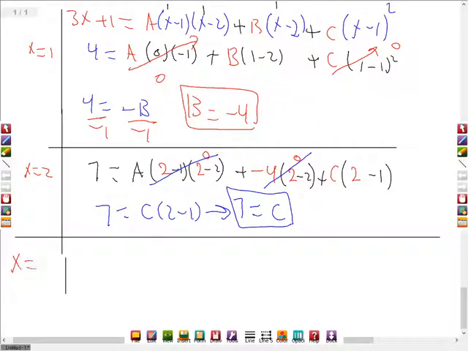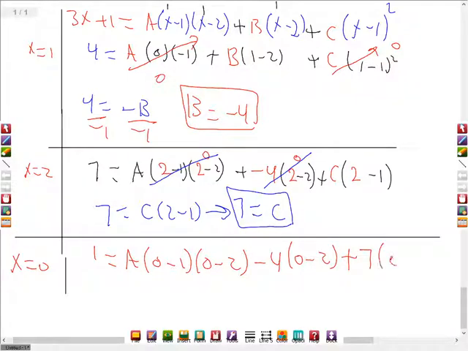X equals 0. 3 times 0, 0 plus 1 is 1. And A, what I need, 0 minus 1, I'm going to write here, 0 minus 2. For B, I know B is negative 4 from here, 0 minus 2. And I found C, which is 7, 0 minus 1 square. It's still 1, because this square is going to be 1. 2 minus 1 is 1, square is 1.